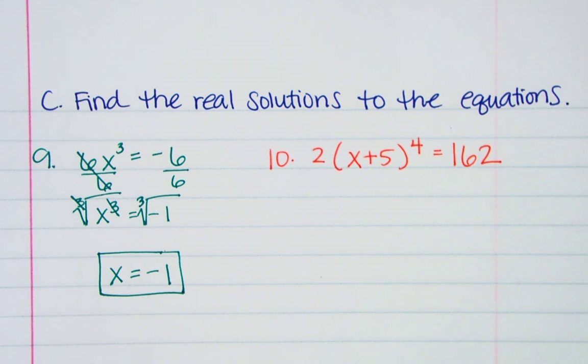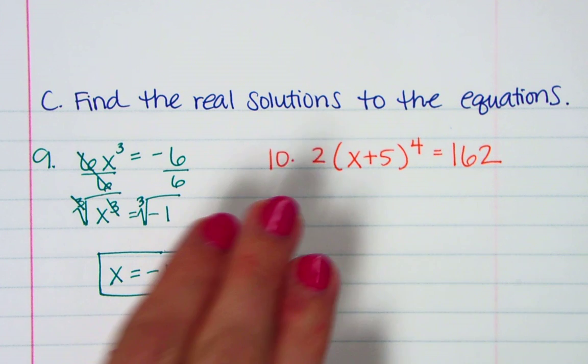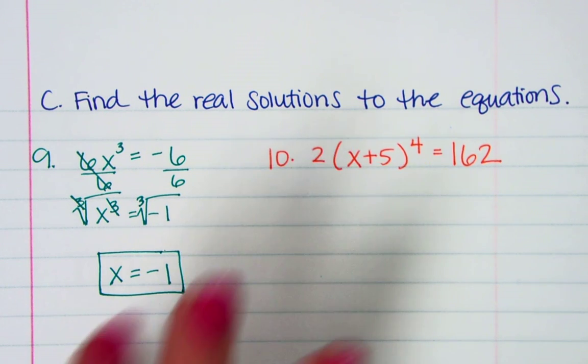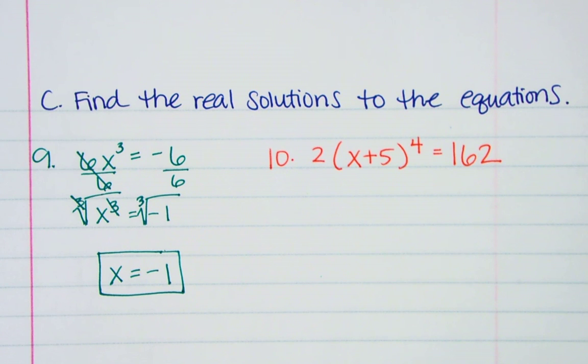All right, number 10. 2 parentheses x plus 5 to the 4th power equals 162. Now, I feel like on these types of problems, these are the ones where people really question what moves they want to do first. They know they want to do the 4th root. They know they want to -5, but they are not sure what order to do it in. The best way to think about one of these is whatever's farthest away or most to the outside, do that first. Okay? Yes. Are you gonna move the 2 to the parentheses?